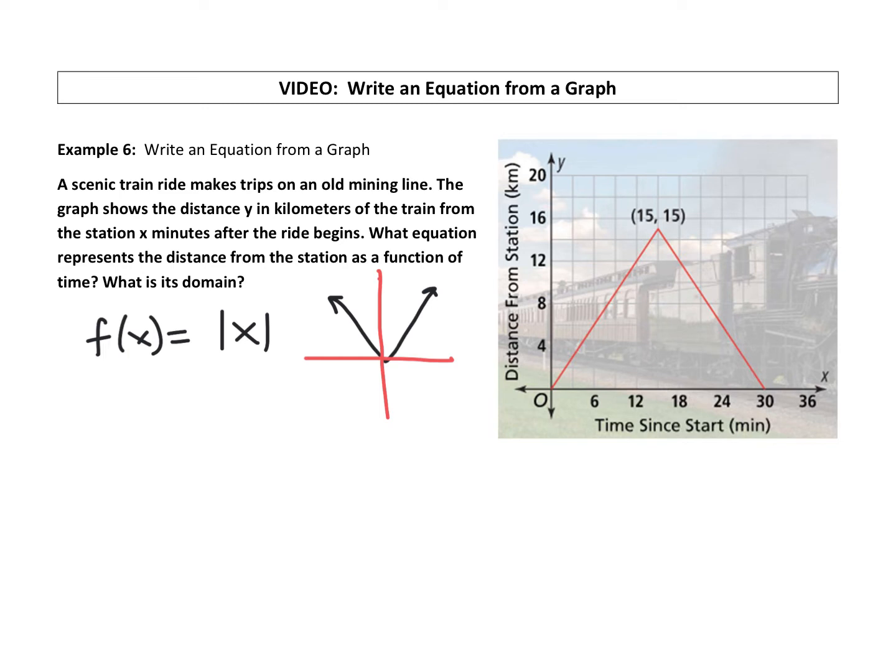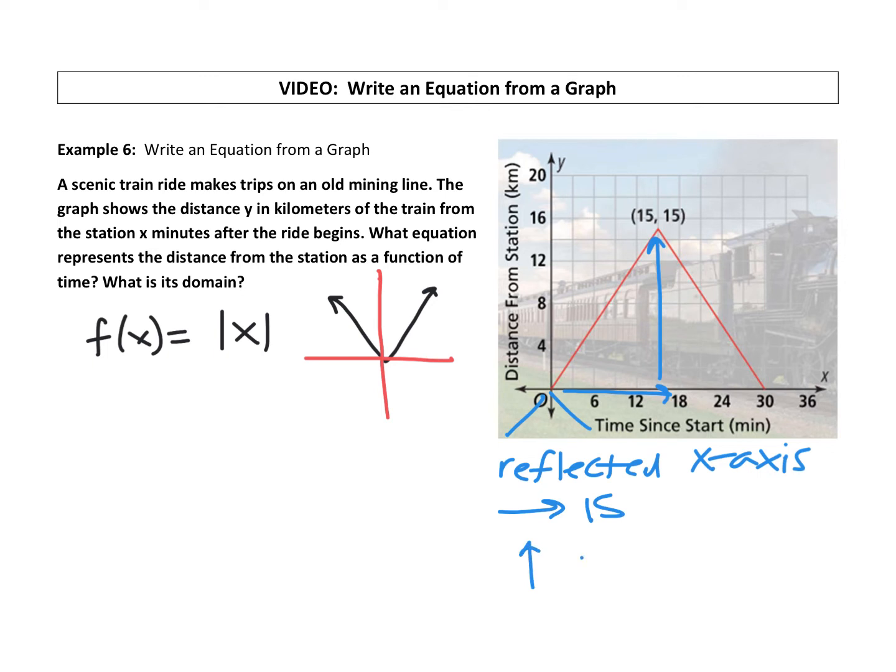Let's make a list of what we think happened. What got it to flip upside down? That would have been a reflection across the x-axis. So we know that it reflected across the x-axis, and it's no longer at the origin. When it reflects across the x-axis, that puts it down here. So it shifted over, and then it also shifted up. It shifted to the right 15 units, and it shifted up 15 units.